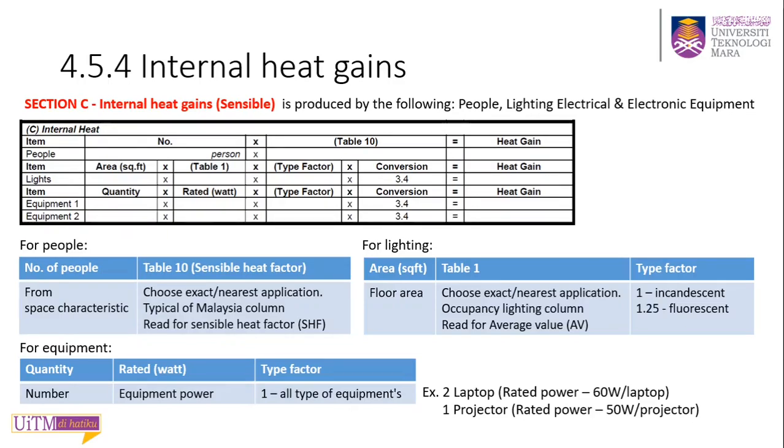For lights, the floor area is multiplied by the average occupancy lighting of the space. This is done by referring to table 1 based on the exact or nearest application. Under the occupancy lighting column, read for the average value. For type factor, depending on the type of bulb, it can either be 1 or 1.25. For equipment, fill in the number of equipments available in the space. Make sure to know the rated power for each of the equipment.